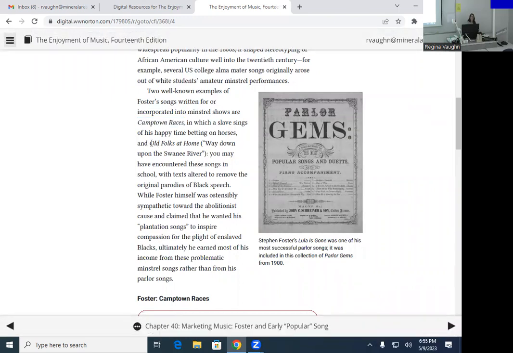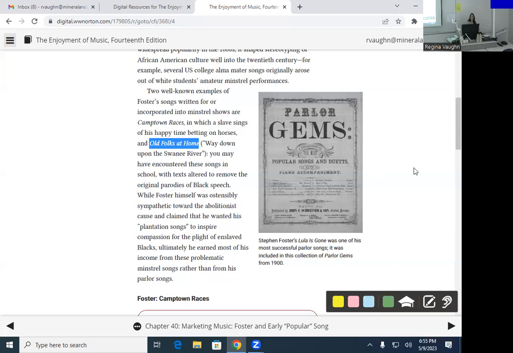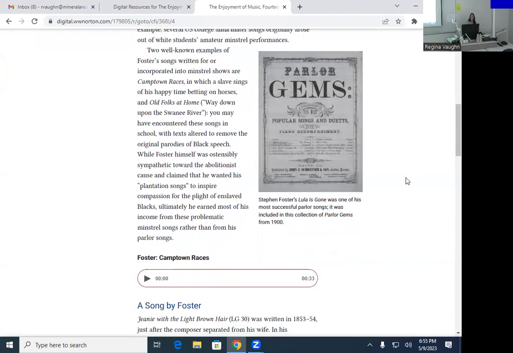Another well-known Foster song is Camptown Races, in which a slave sings of having a wonderful time betting on horses. I bet the slave really doesn't have any money to bet. And he also wrote Old Folks at Home, that starts way down upon the Swanee River. You may have heard that at some point, even if you've only heard the tune.